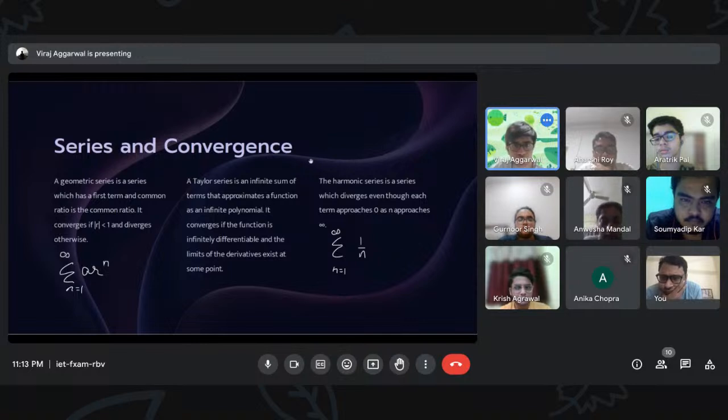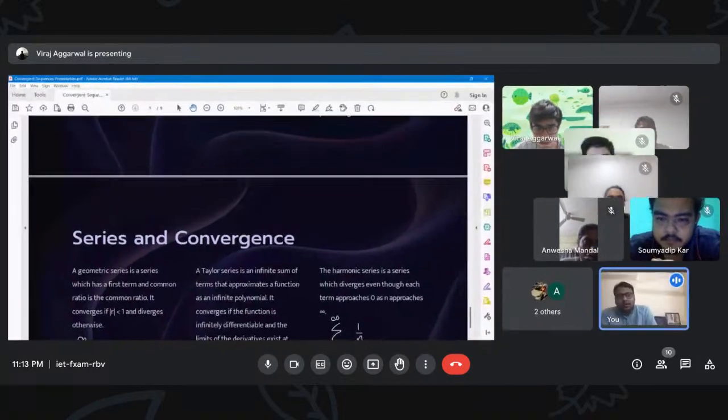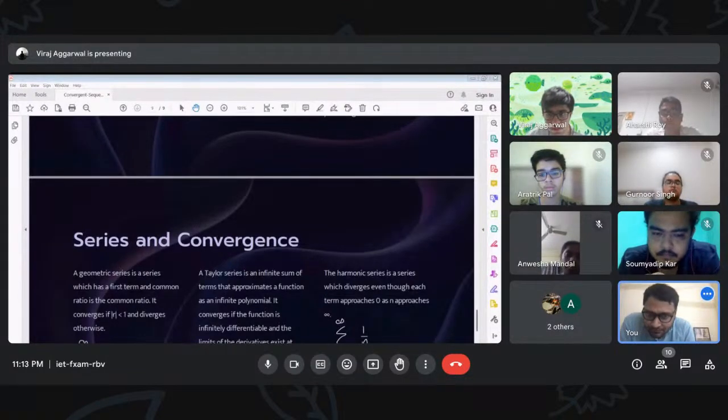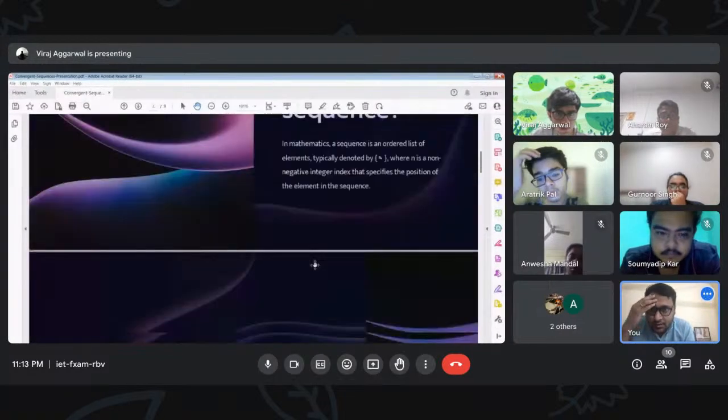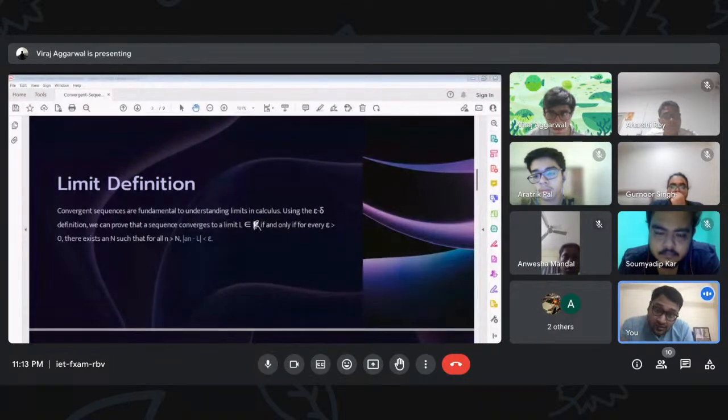Thank you. Okay, very nice, Viraj. I have a question regarding this. When you are defining limit, it seems that you are using a distance function, because you are saying that the distance is getting smaller and smaller. So it seems that the concept of distance is needed to understand the concept of limit.